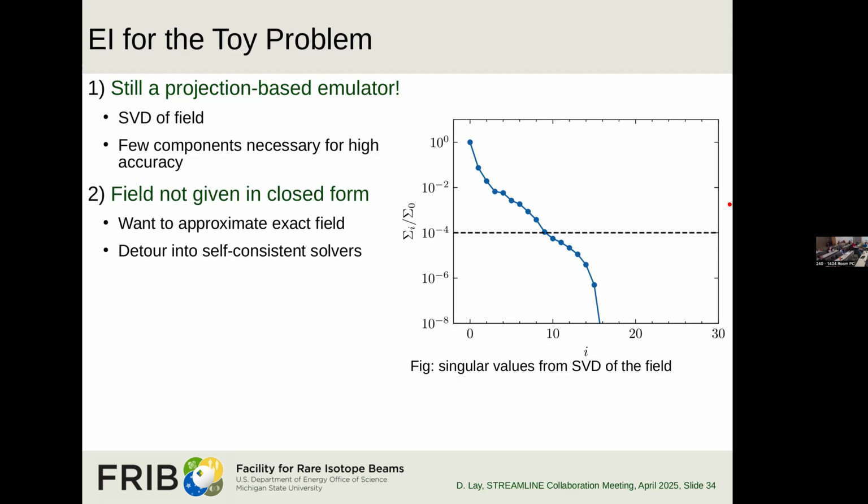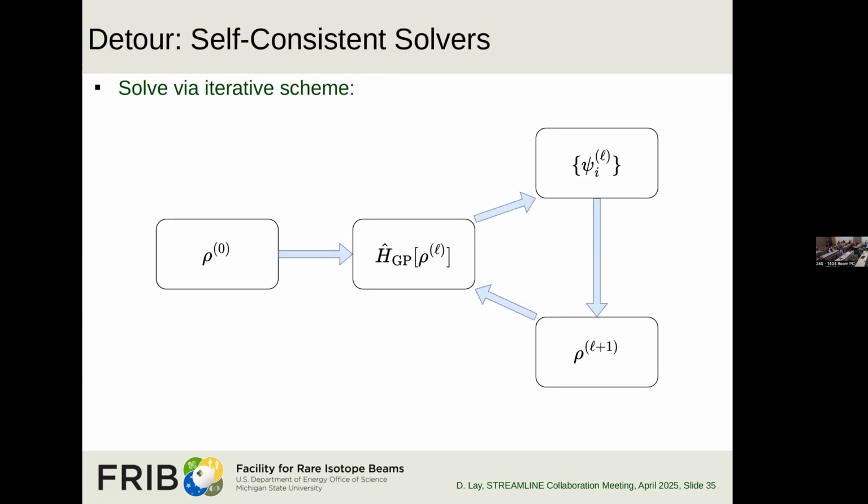But that field is not given in a closed form. So in order to evaluate those expansion coefficients, I have to detour a little bit to explain how we actually solve self-consistent problems. It's actually deceptively simple. You start with an initial guess for your density, and then you construct your Hamiltonian. You diagonalize it, and then recompute the density. And then plug that back in and regenerate a new Hamiltonian, and you repeat until the density that you put in is equal to the density that you get out. And there's a little bit of special sauce that goes into this, but this is the gist of it.